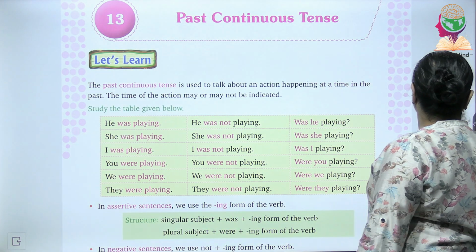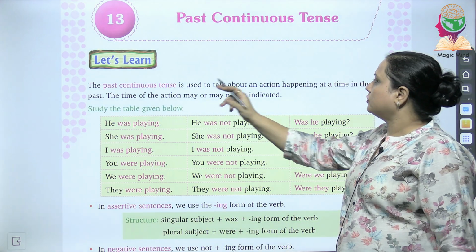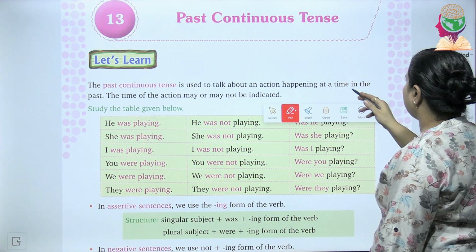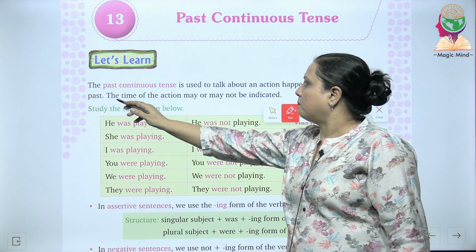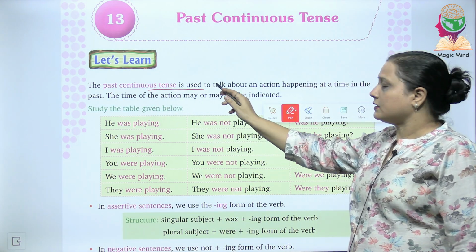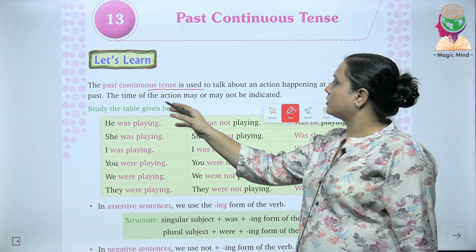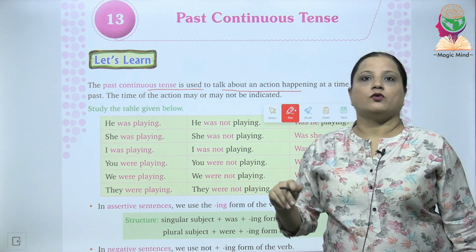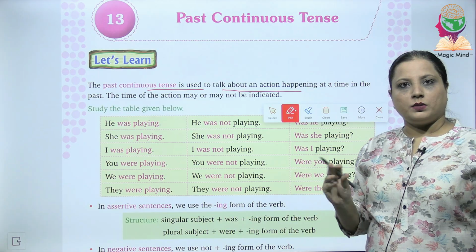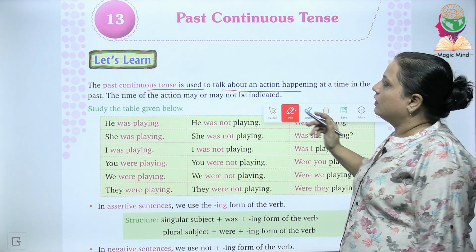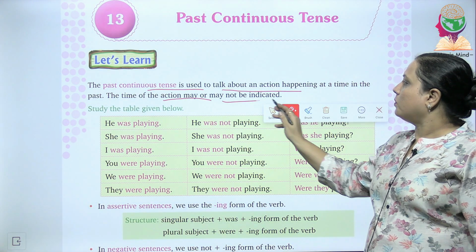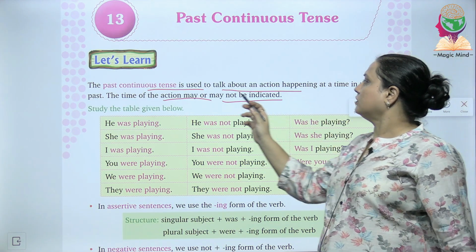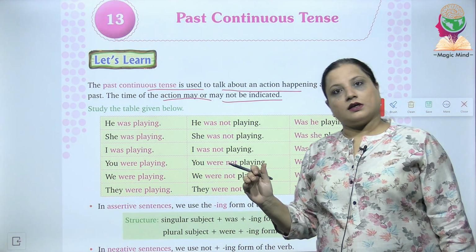What is basically past continuous tense? A past continuous tense is used to talk about an action happening at a time in the past. So what is past continuous tense? It is used when we are talking about an action which is happening at the time of the past, जो बीते हुए कल में हो रहा है. The time of action may or may not be indicated. There are at times जब हमें action indicate नहीं किया जाता कई बार.